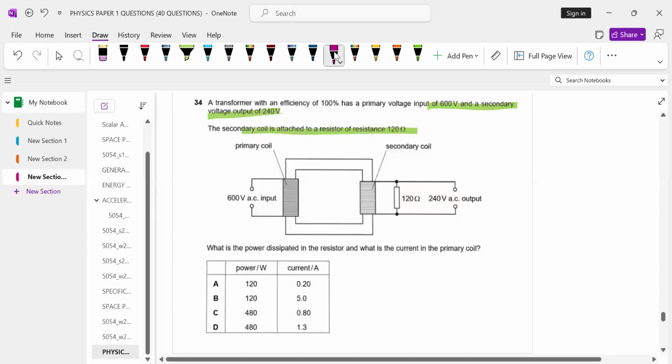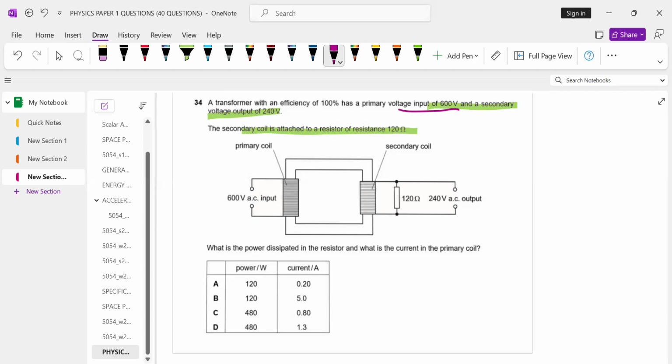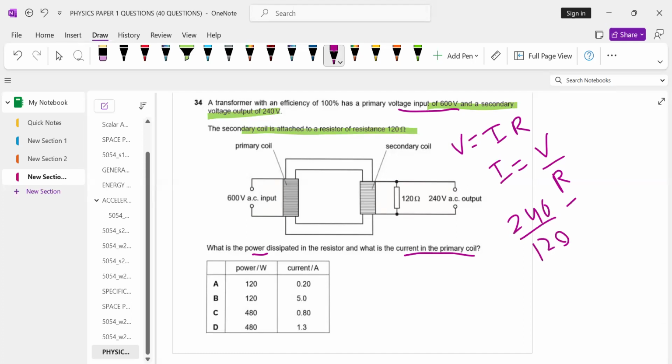Now for this you can see that the input voltage is given and the secondary output voltage is given, and you need to find the power as well as the current in the primary coil. For the current, firstly you will use voltage equals current times resistance. So current equals voltage divided by resistance. The voltage is 240 divided by resistance, which is 120, gives you 2 amperes, which is the current.